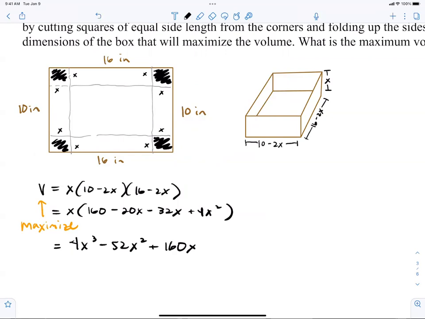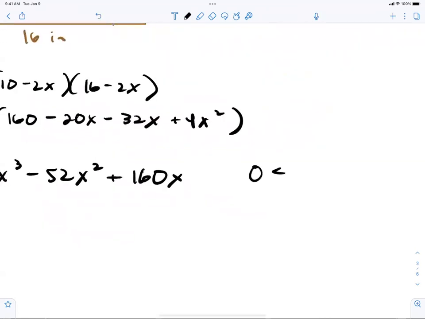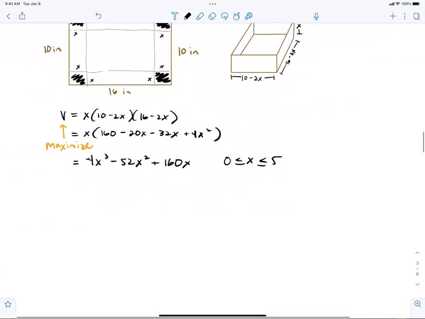So we can define our optimization equation on the closed interval from 0 to 5, which is nice because our optimization equation is continuous and defined on a closed interval. So we can do the candidates test, where we consider the endpoints and any critical numbers on this interval, using the table, to see which value gives us the largest volume.